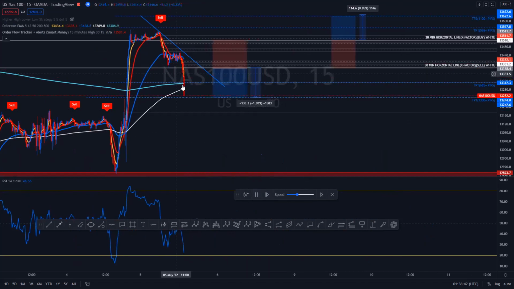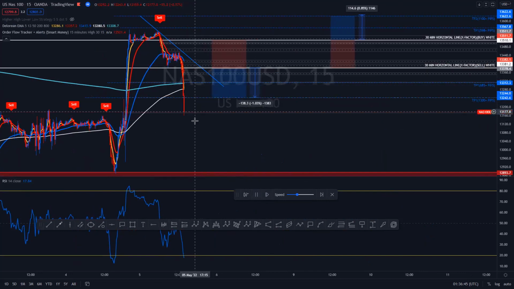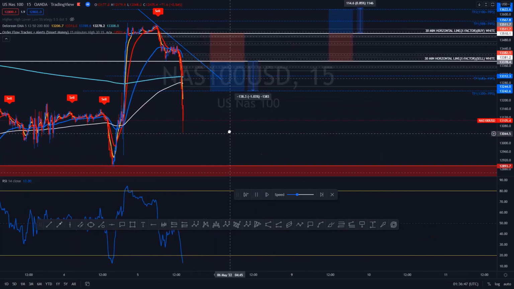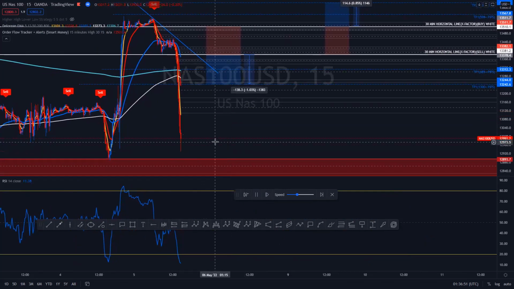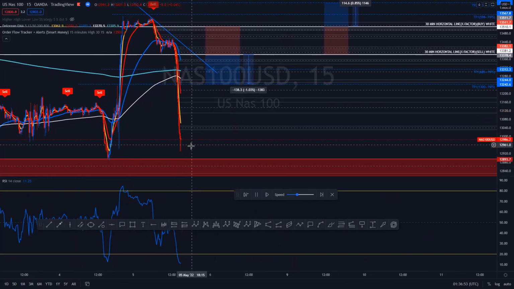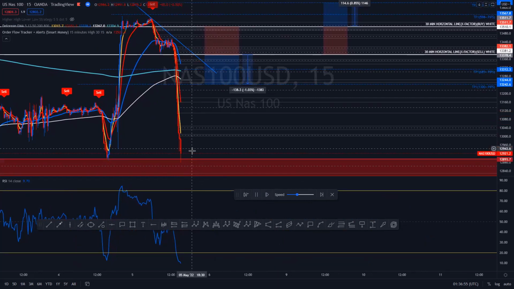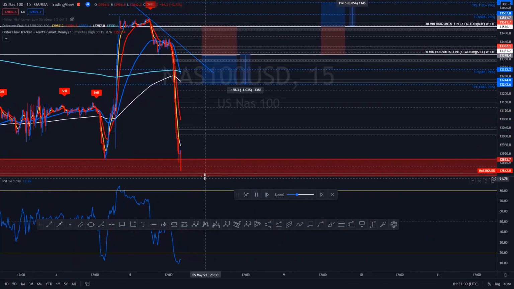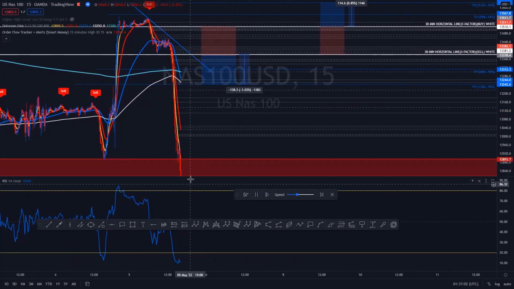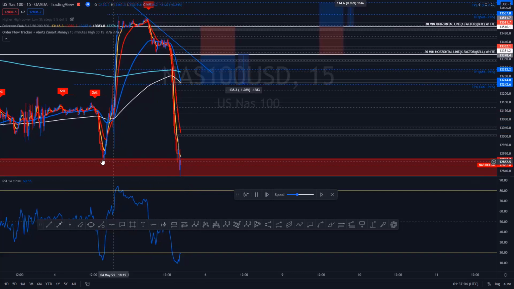Boom. First take profit smashed. Second take profit smashed. Still going. Still going. Get this next support here. Boom, boom, boom. Now it's ready to come back up a little bit. Boom, went down some more. Now it's ready to come back up.